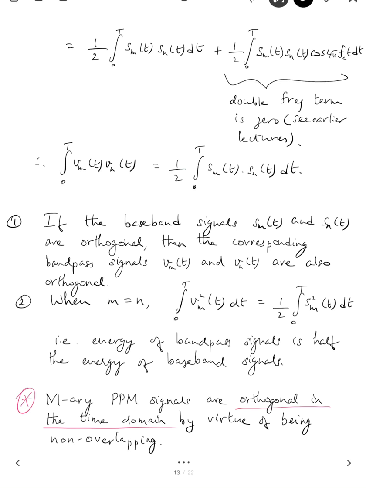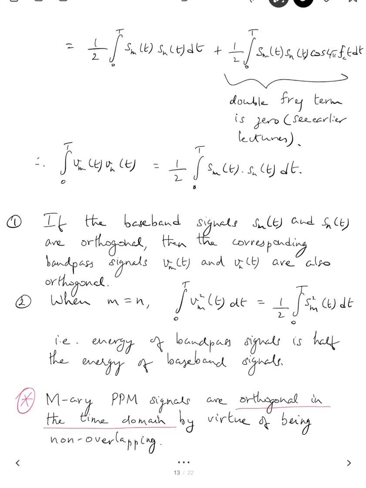And when m is equal to n, when we put m and n to be the same, that will be Vm into Vm, which is Vm square of t, integrated from 0 to T, and Sm into Sm, which is Sm square of t. Basically these integrals are nothing but the energies of the corresponding signals. That is the energy of the signal Vm of t, and that is the energy of the baseband signal Sm of t. And again, this is a relationship which we are already familiar with from our previous discussions, that the energy of the bandpass signal is half the energy of the baseband signal. So which is what has been proved here.